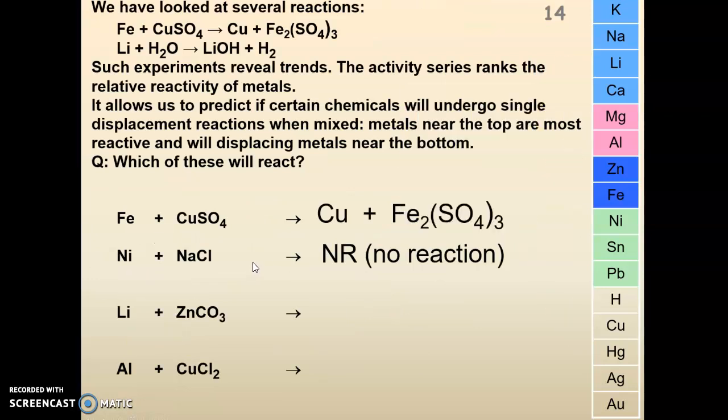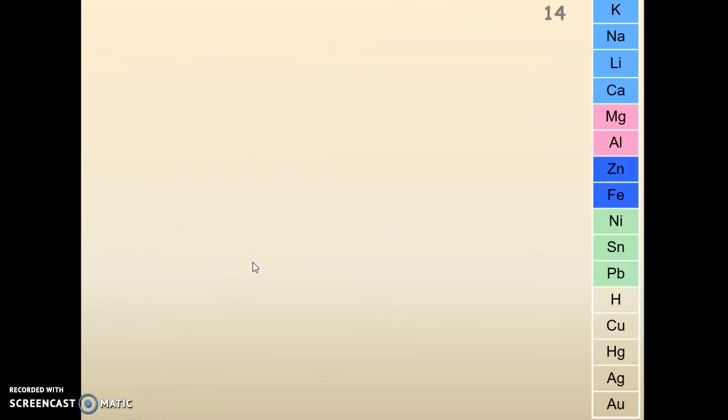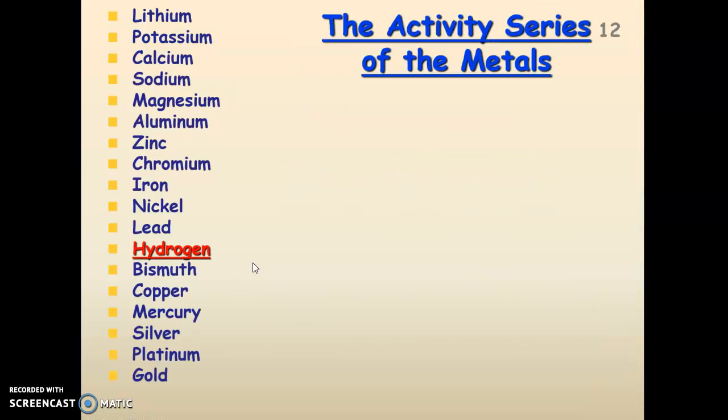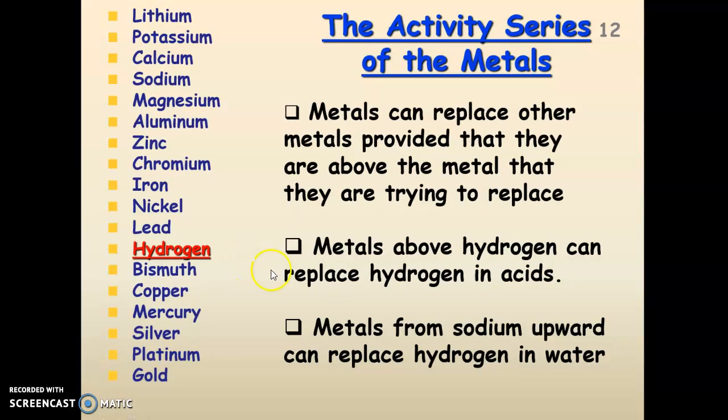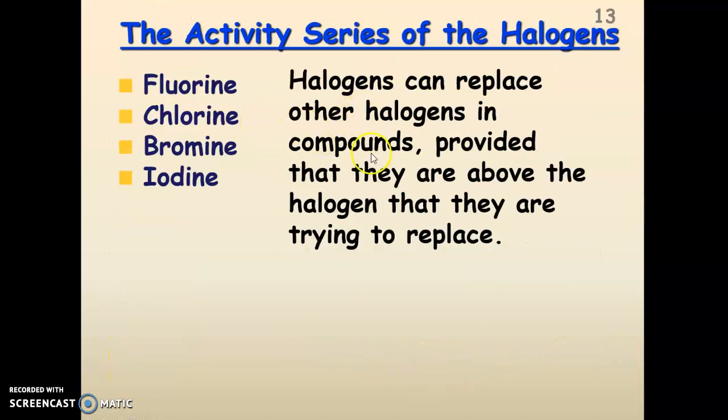Okay, so we'll go back and look at a few examples of this. Metals can replace other metals if they are above the metal they're trying to replace. So lithium could replace magnesium out of a compound, but magnesium could not replace lithium. The metals above hydrogen can replace hydrogen in acids. We saw that on the reference table. And metals from sodium upward can replace hydrogen in water. We also saw that on the reference table. We talked about the halogens. Fluorine can replace iodine or bromine or chlorine, but they can't replace fluorine.